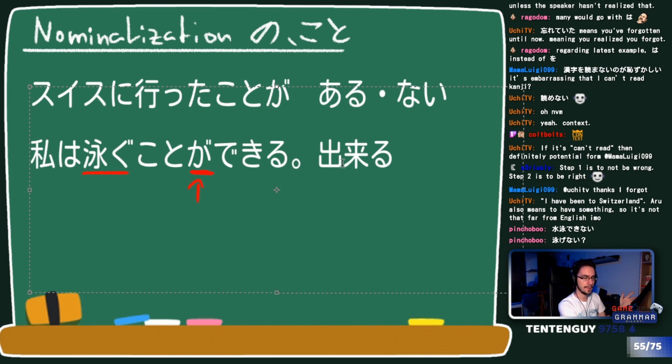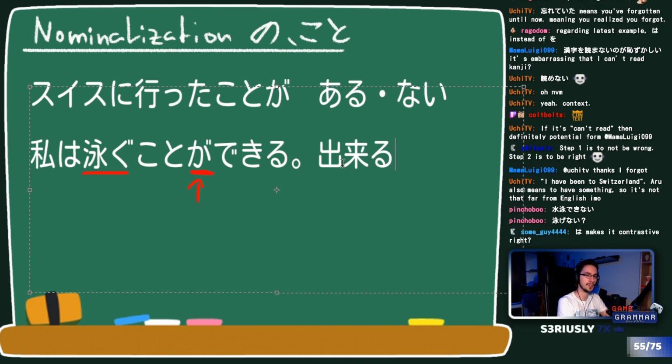For now, if you're at that level where you don't know the potential form yet, and you just learned koto ga dekiru, it's good enough for now. Once we go to the potential form, we can talk about exactly how it's different, and when it's different. It is different, but it's also very similar. We're talking nuances again. What makes it contrastive, right? Kind of. I've done a whole episode on wa versus ga.